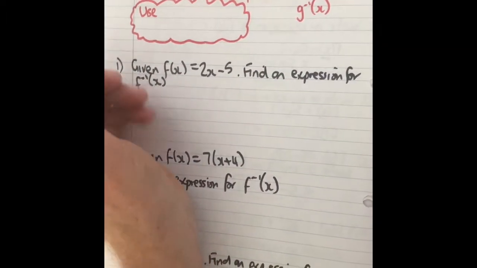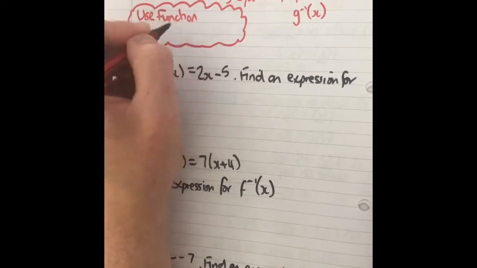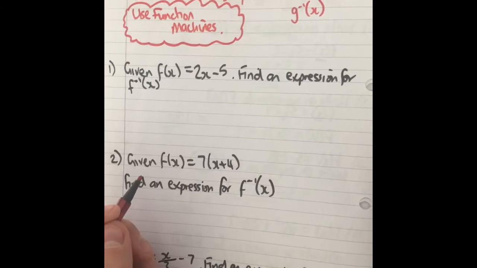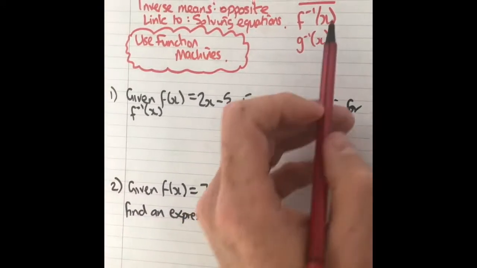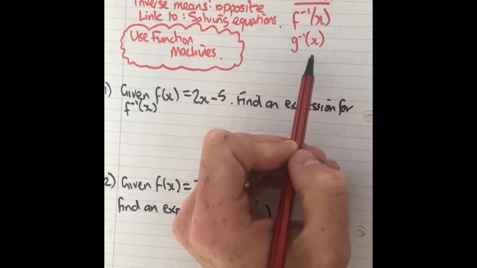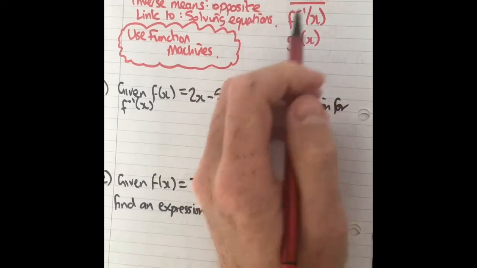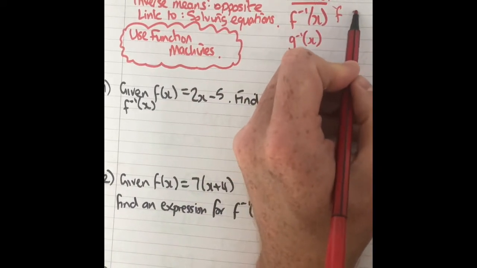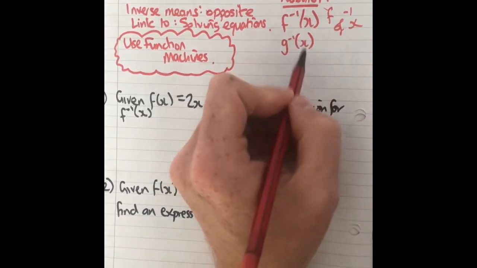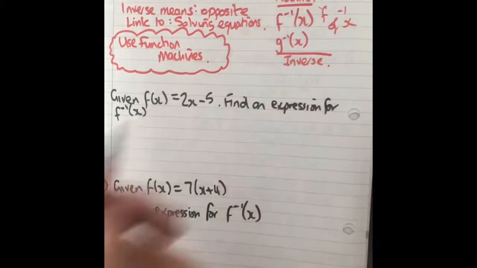And one method to use in solving equations could be using function machines. I found over time that this is the easiest way of doing inverse functions. The types of notation you're going to get is f to the power minus 1 of x and g minus 1 of x. You'd say f minus 1 of x. That's what that means, and these both mean find the inverse function.